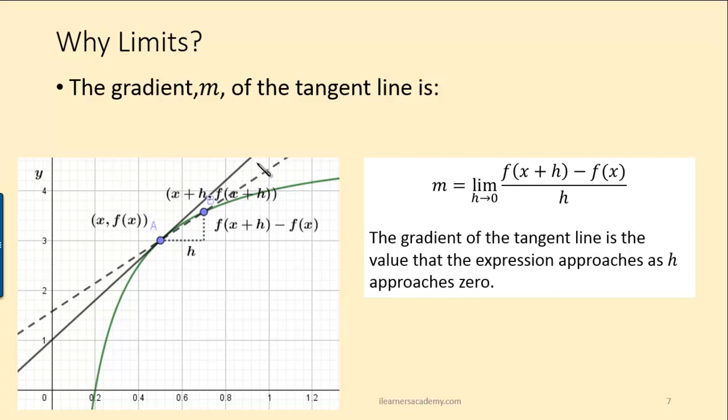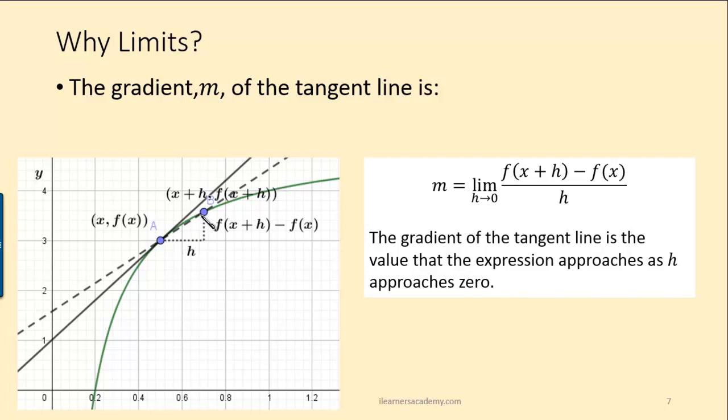However, there is no way to do that directly. So what we suggested was that instead of finding the gradient of this tangent line directly, we find the gradient of a secant line, which cuts this function at 2 points. Why? Because then we can find expressions for these segments in terms of this function.